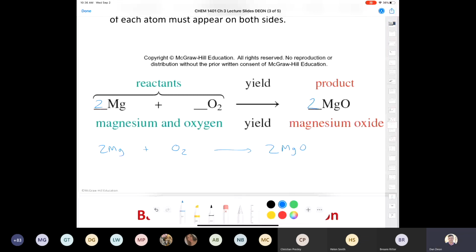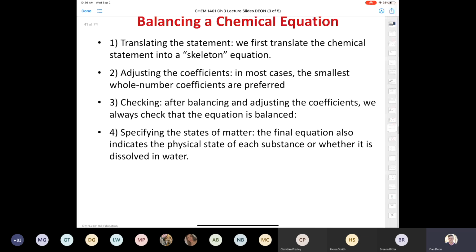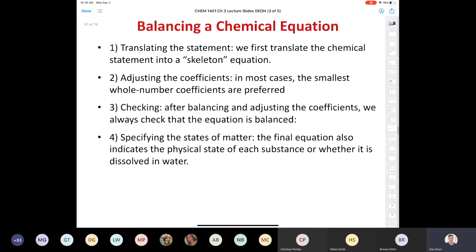And equations can be much more complicated than this, but this is sort of an initiation in how to balance a chemical equation. All right, so here's some steps that might be handy for you in balancing chemical equations. Translating the statement, it says we first translate the chemical statement into a skeleton equation. Then we adjust the coefficients. Remember, the coefficients are the numbers at the beginning of a formula. In most cases, the smallest whole number coefficients are preferred, so no fractions.